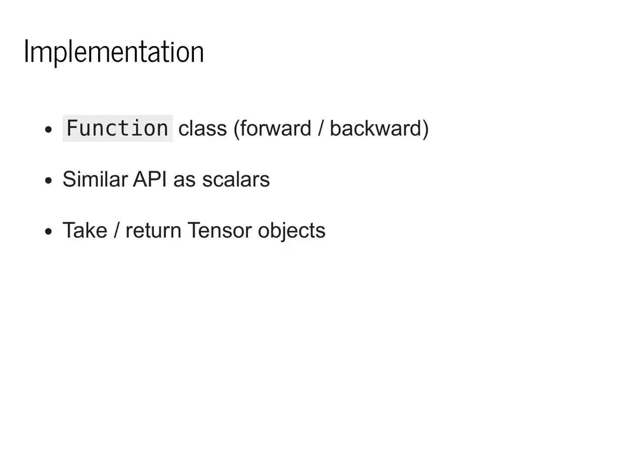We'll have a function class with a forward and backward static method. It will have the same API that we've seen so far, except instead of working with scalars, it will wrap and unwrap tensor objects. So let's look at some of the operations that we'll see.